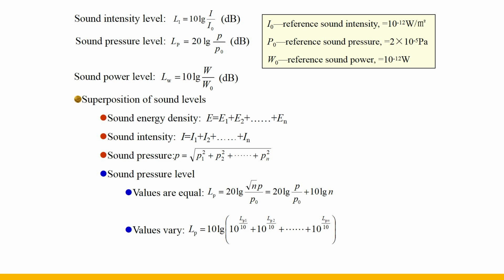From the superposition calculation formula of the sound pressure level, it can be seen that the superposition of two sound pressure levels with equal values is only 3 decibels higher than the original, not doubled. Due to the logarithmic operation, if the difference between the two sound pressure levels exceeds 10 decibels, the added value does not exceed 1 decibel for the larger sound pressure level, and the smaller sound pressure level can basically be ignored. This conclusion also applies to the superposition of sound intensity level and sound power level.